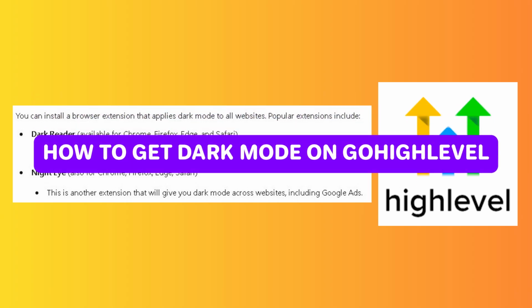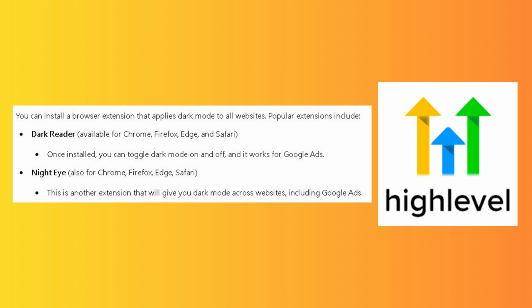In this video, we will learn how to get dark mode on Gohighlevel. First, you can install a browser extension that applies dark mode to all websites on Chrome. The popular browser extensions are Dark Reader. Once this is installed, you can toggle dark mode on and off, and it works for all of Chrome sites.